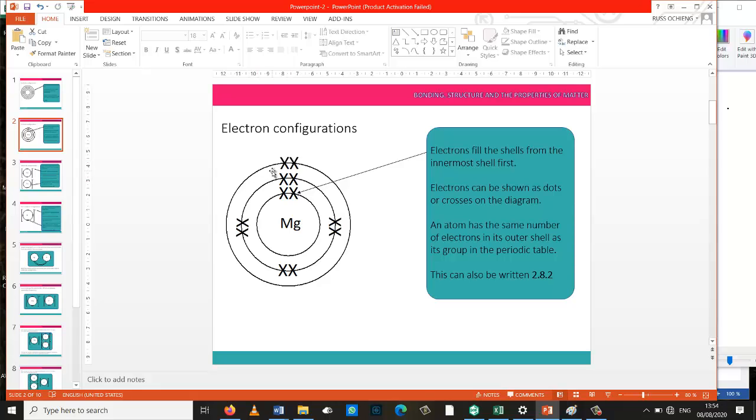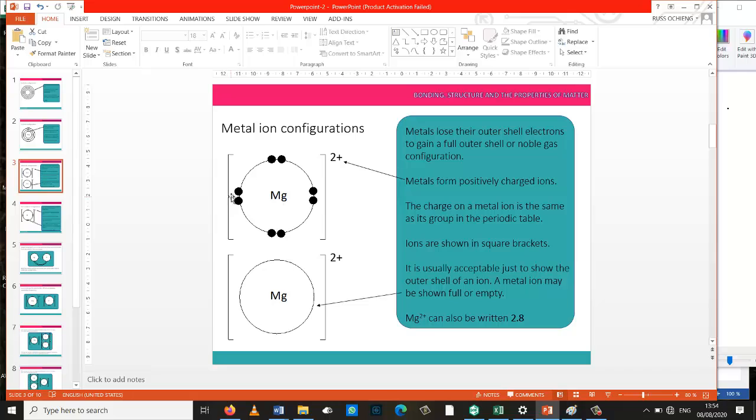It therefore means that the valency of magnesium is 2, and that magnesium reacts by losing 2 electrons. Keep it in mind that metals react by losing electrons, while non-metals react by gaining electrons. And again, the electrons can be shown in terms of dots and crosses in the diagram.